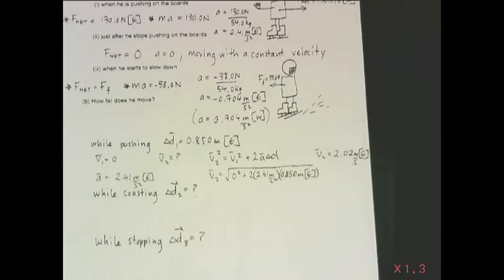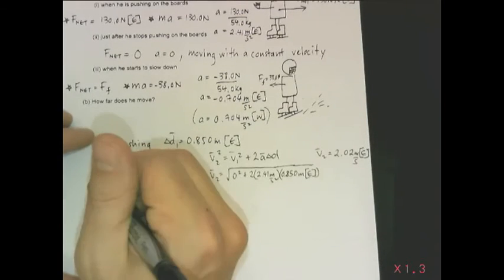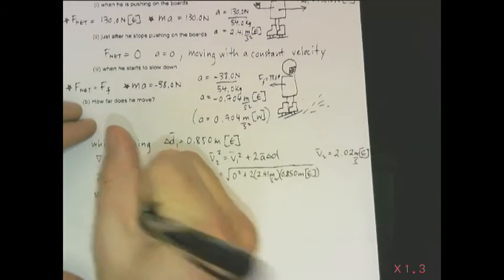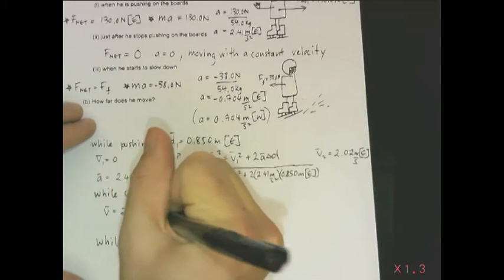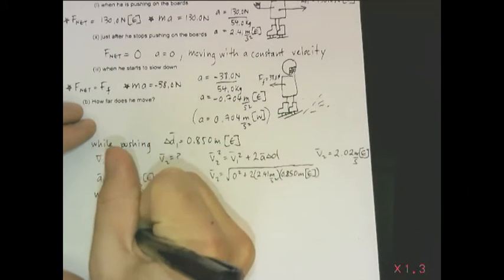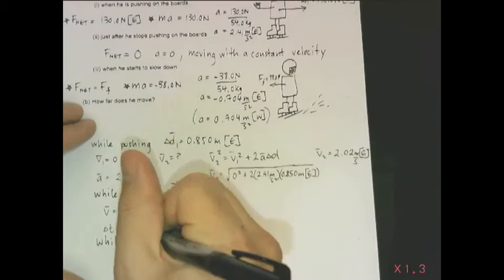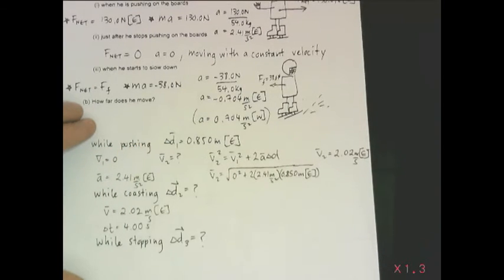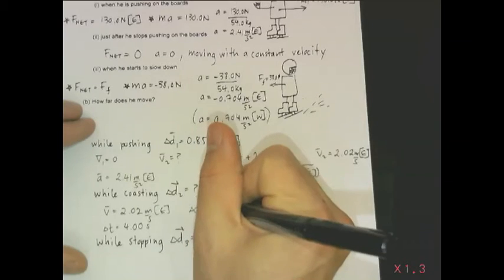Okay, so we know the speed with which the skater has left the boards. And we know the skater ends up coasting at this speed for 4 seconds. So we want to find the distance covered while coasting. So we know that the speed or the velocity is 2.02 meters per second east. Delta t is 4.00 seconds from the question, and we need to find delta d.